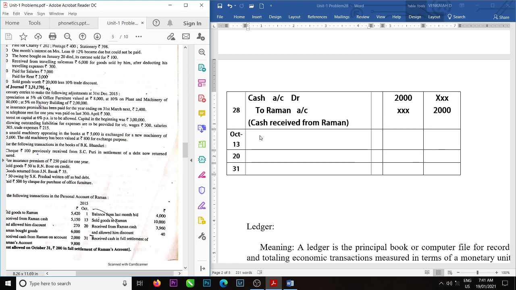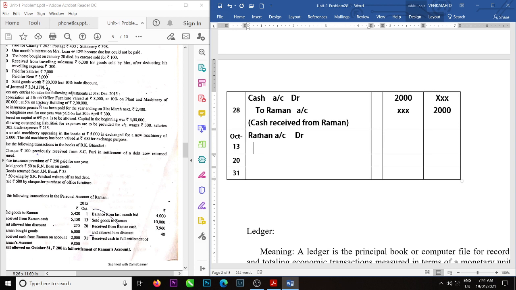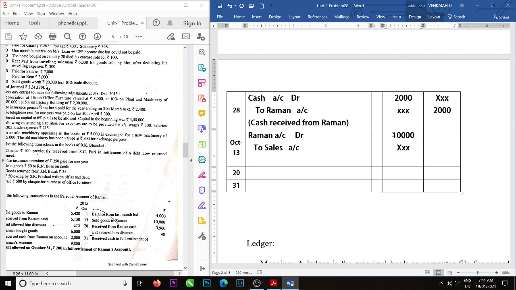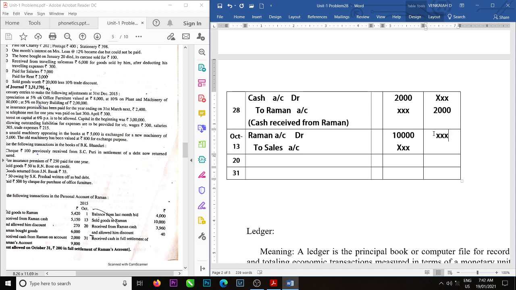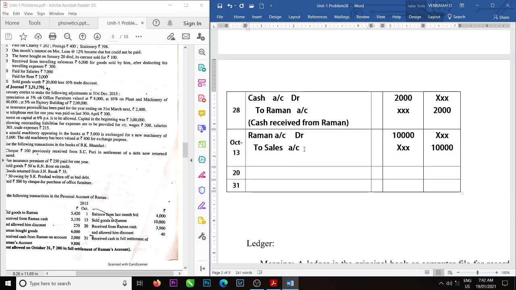Again, sold goods to Raman 10000. Only two transactions were given for us to understand the Raman ledger account. Amount is 10,000. Entry: goods sold to Raman. Right. Again, some cash is received from Raman. Same entry.